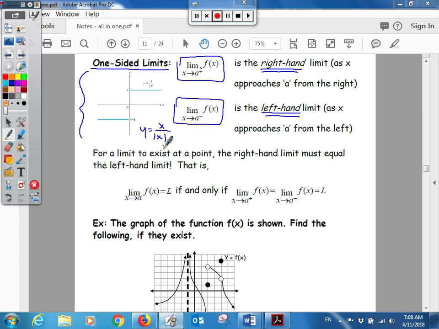If I'm approaching (0, 0) from the left, the y value that it's approaching is -1. Approaching 0 from the right, I'm approaching a y value of +1. So the limit from the left is not the same as the limit from the right. For a full limit to exist at a particular point, the right-hand limit must equal the left-hand limit. In other words, the limit as x approaches a of f of x equals L is true if and only if the limit from the right is equal to the limit from the left.